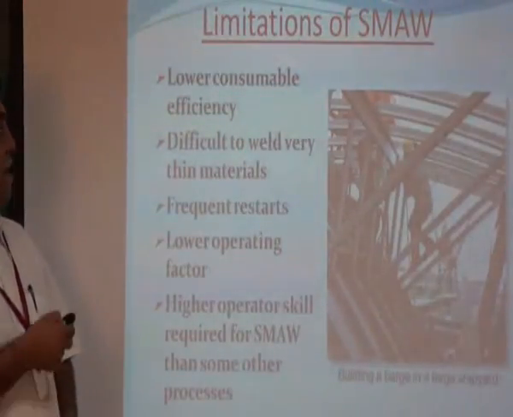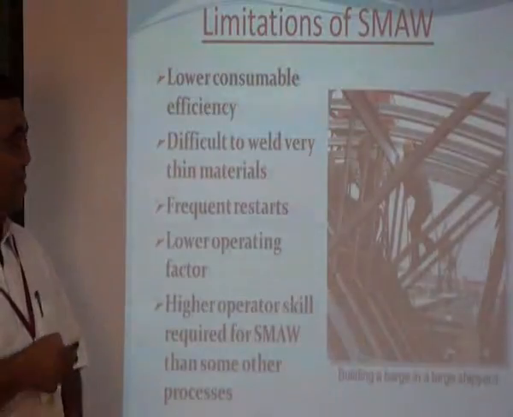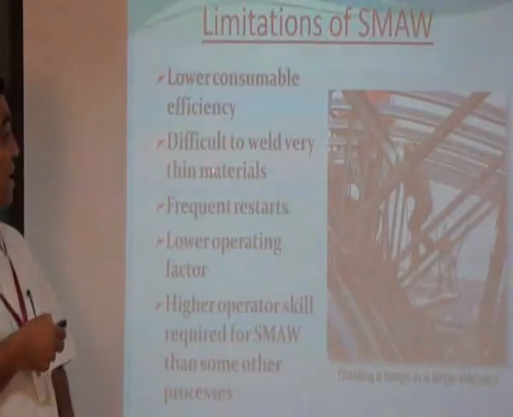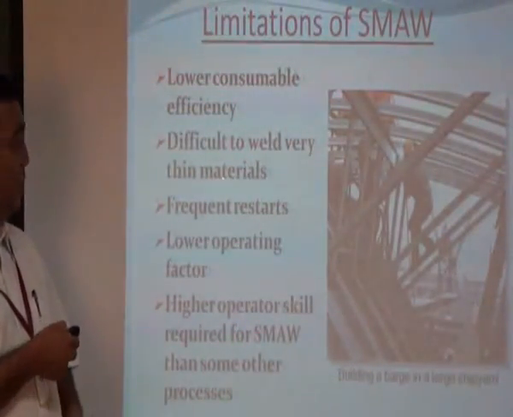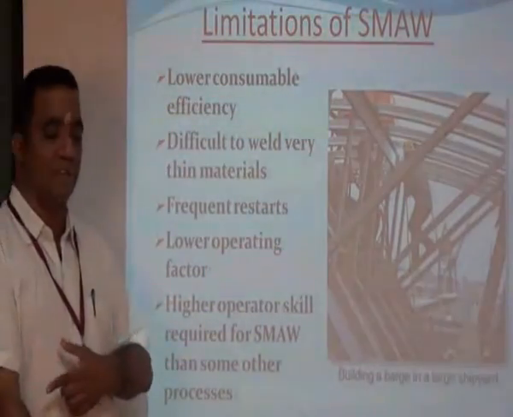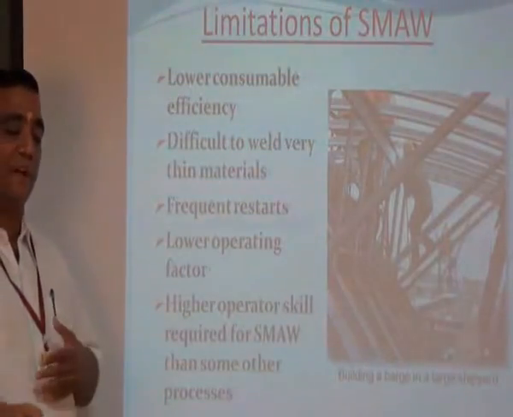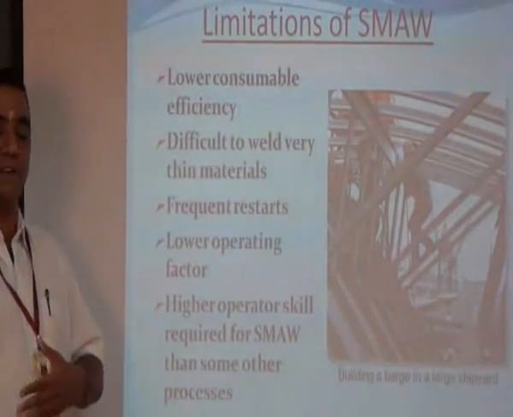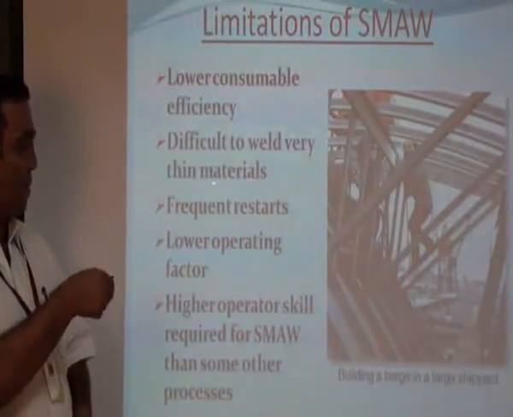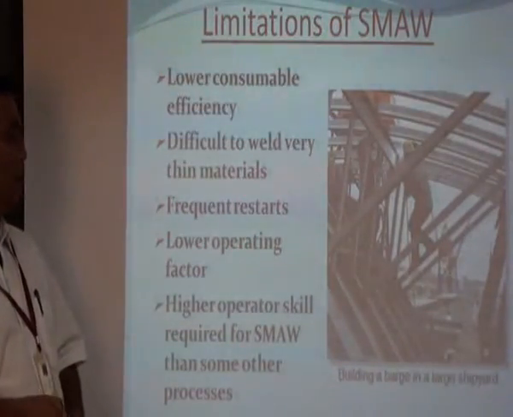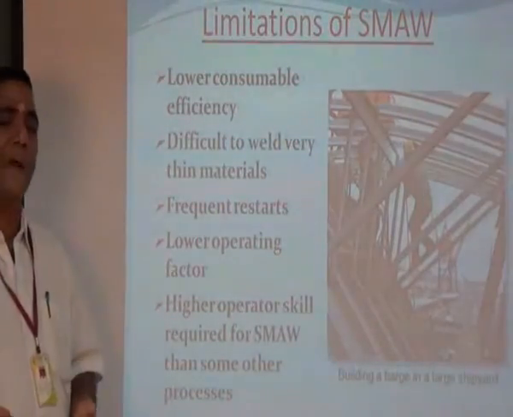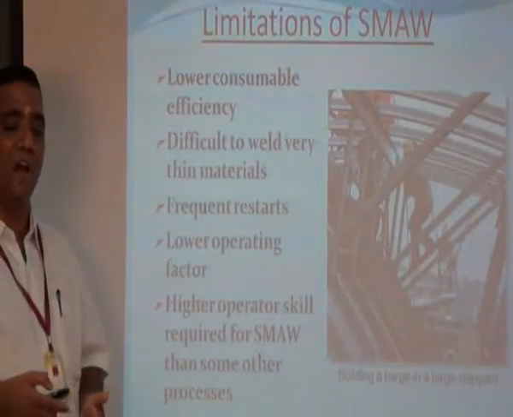There are limitations. It has lower consumable efficiency, because every time you have to change the rod, you cannot get a continuous weld, and it is difficult to weld very thin materials. It is not suitable for welding thin materials, and there are frequent restarts because the normal length of the welding rod may be 30 or 40 centimeters, and after that the welder has to change the rod, and that is one of the biggest problems in shielded metal arc welding. And there is a lower operating factor, because the machine is also not capable of very high temperature, so it is also not suitable for welding very high temperature materials.